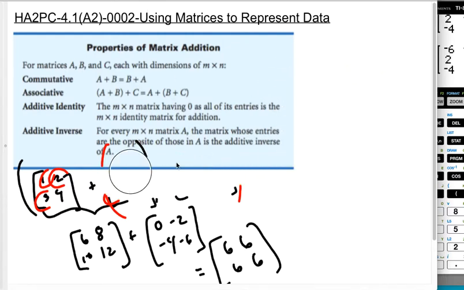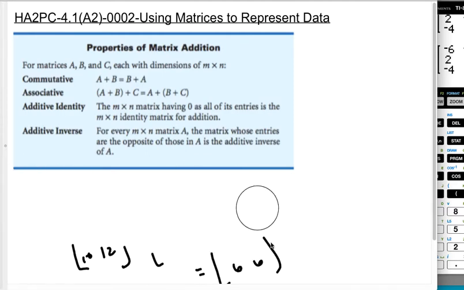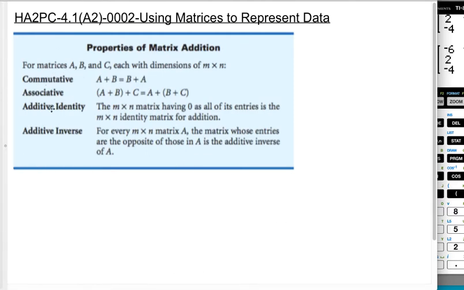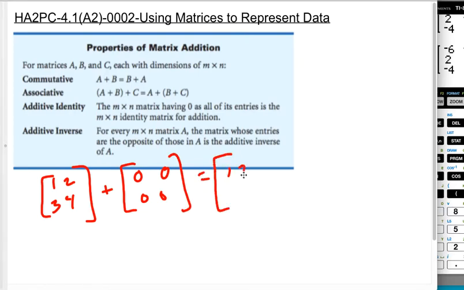So basically, so far, it seems like matrix addition sort of functions like regular addition. Additive identity: if the matrix m by n has a 0 in all of its entries, then it is called the identity matrix for addition, basically meaning that if you have 1, 2, 3, 4, and you add to it a matrix that is all zeros, then you get 1, 2, 3, 4 again because you were adding a bunch of zeros, right? So this is what we would call the additive identity.